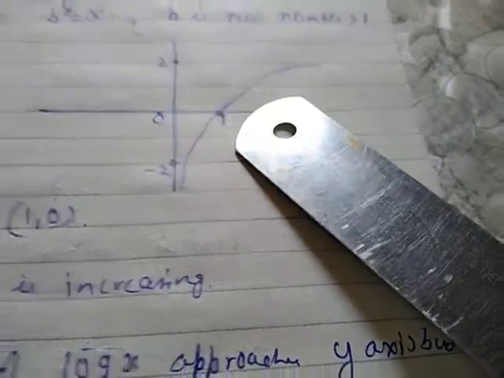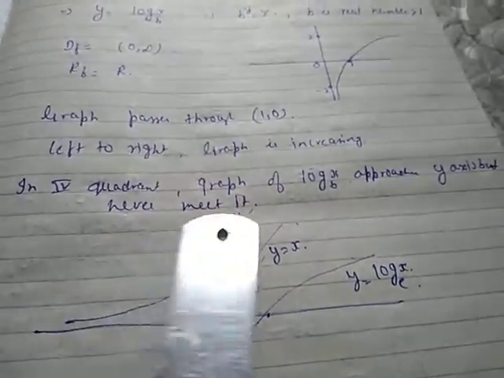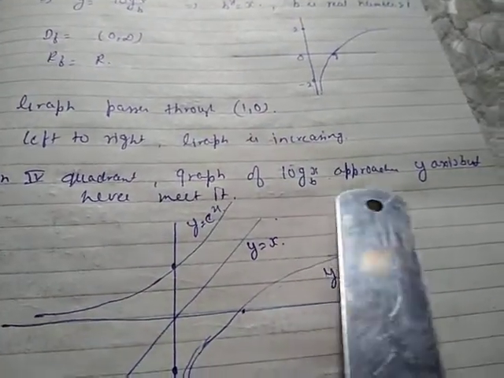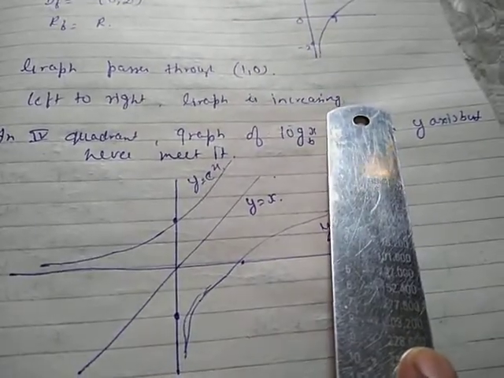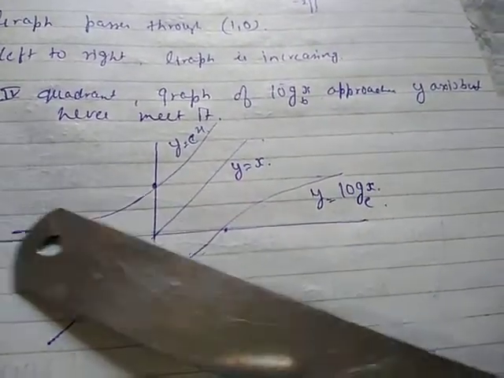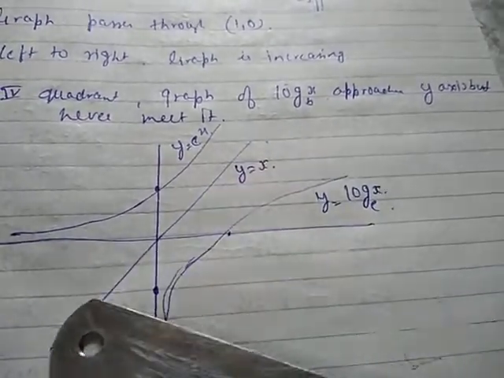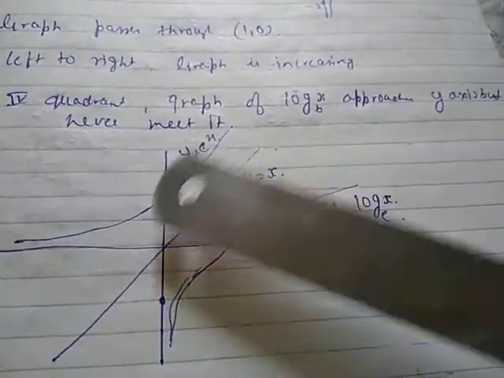Just see it. This is your exponential function and this is your logarithmic function. Here (0, 1), here it meets at (1, 0). Left to right the graph is increasing. In the fourth quadrant the log x base b approaches the y-axis, but never meets it. Just see children, if y = x is a straight line, then it is a mirror. If a straight line works as a mirror, then exponential and logarithmic functions are opposite to each other.